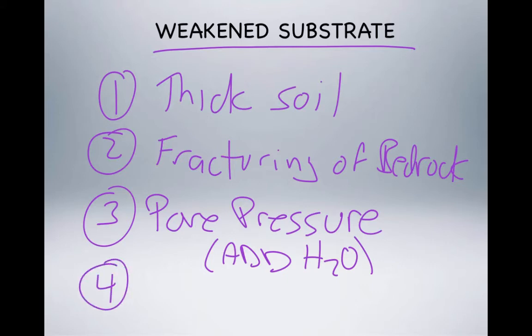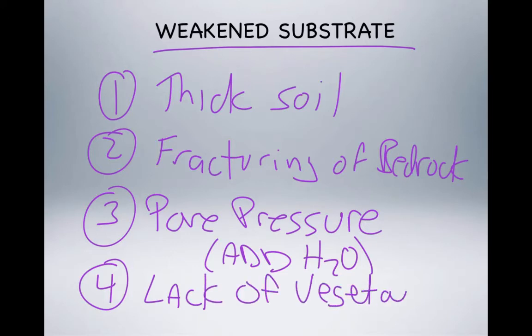And the fourth way to weaken substrate is to remove vegetation, or have a lack of vegetation. Because vegetation essentially acts like rebar. Why do you put rebar in concrete? To strengthen it. That metal actually holds the concrete together. Well, roots do the same thing for a soil surface. Roots hold the soil together. Remove the roots, you're more apt to have failure.